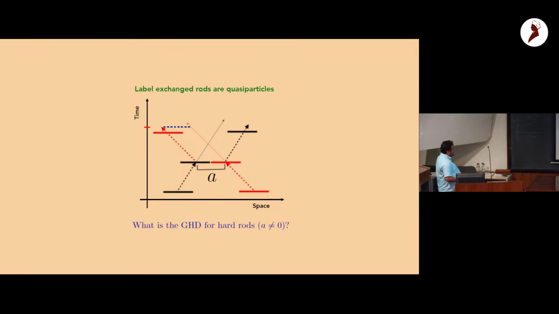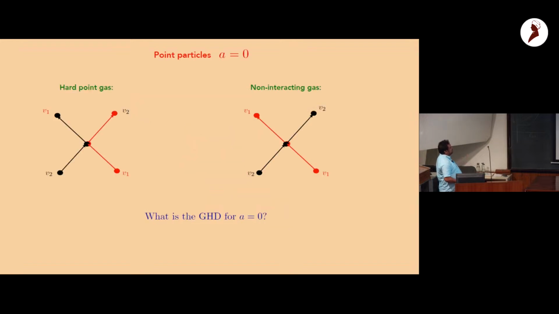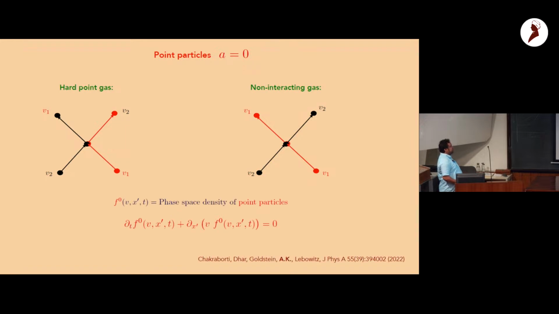Yeah. Okay, so before that, let me tell you what the generalized hydrodynamics is for point particles, when the radius is 0. When these are hard point particles, they come and reflect from each other and exchange their velocity, but at the same position. At that position, you can exchange the labels, and then they become non-interacting ballistic particles. For that, it's very easy to write down the evolution of the phase space density. Suppose we denote the phase space density of point particles by F naught. I'm putting a naught for denoting densities for point particles. And this is the Liouville equation, which is very easy to see.